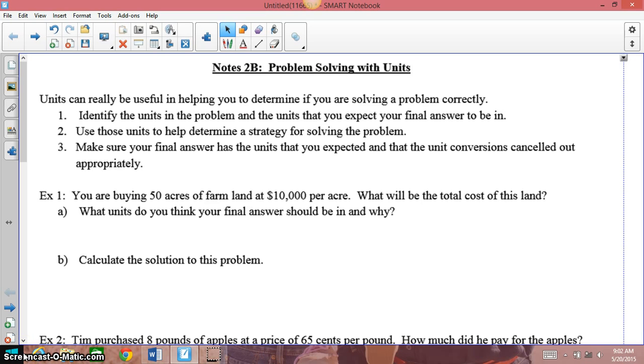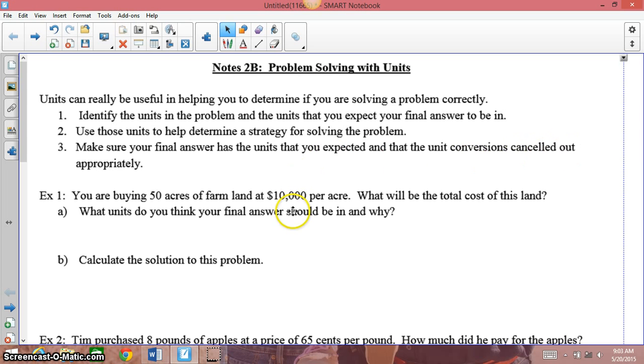So today we're going to look at section 2B, problem solving with units. As we've talked about before, units can be really helpful in terms of solving a problem correctly. First thing I always recommend that you do is identify the units in the problem and the units that you expect your final answer to be in, and then use those units to help you determine a strategy for solving the problem. And ultimately, as you're working through the problem, make sure that as you're doing your unit conversions that the units that you wanted to get rid of actually did cancel out appropriately.